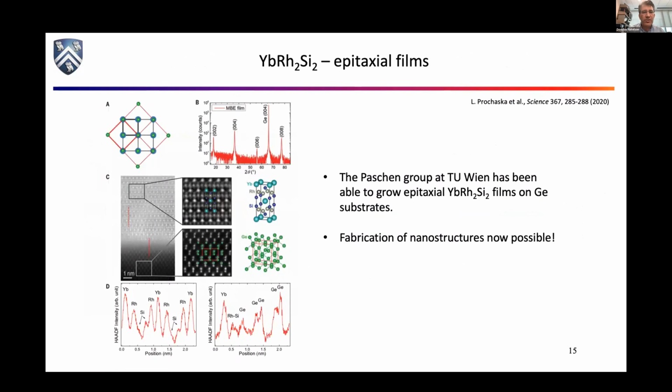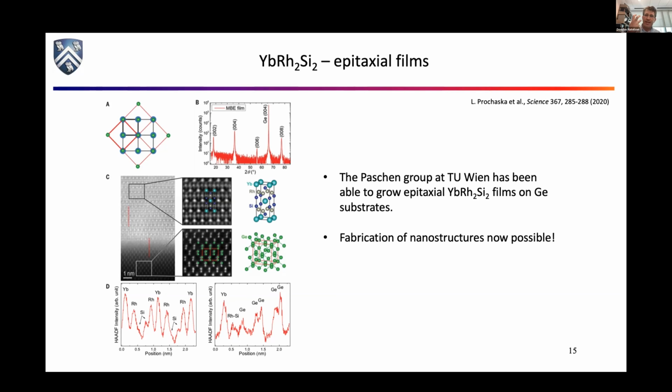We wouldn't be able to do this experiment without these fantastic films that Silke already mentioned earlier today. Her group has spent many years figuring out how to grow almost perfect, almost strain-free YbRh2Si2 on germanium substrates. This is from that Science paper she referred to, where they did the terahertz optical conductivity measurements. If you have these films, you can now make nanostructures.